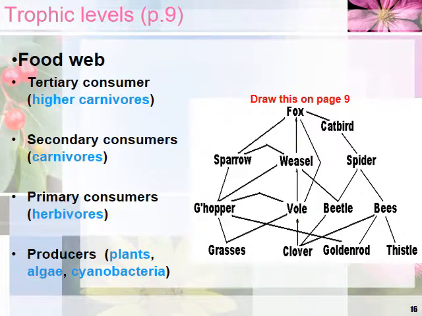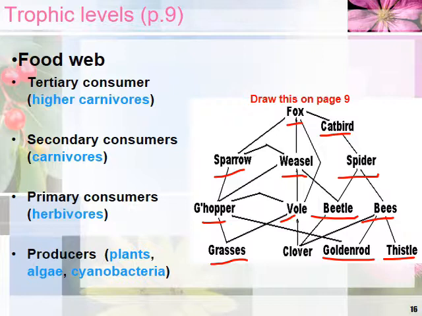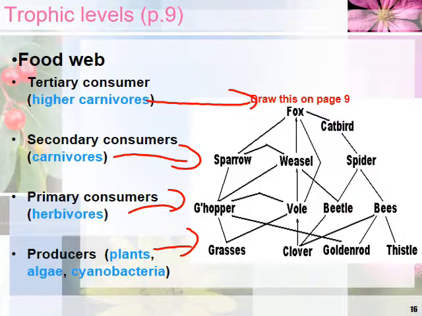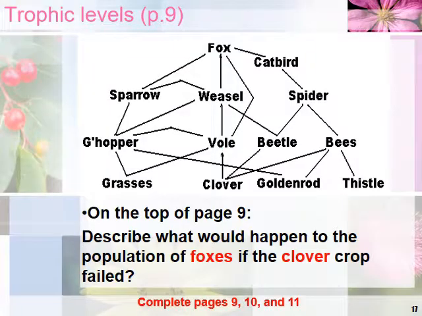So here would be an example. We took our clover to vole to weasel to fox example, and now we've added in other insects and animals and producers that would be nearby to create more of a complex food web. And we can kind of group them based on whether or not they are a producer, or a herbivore, or a carnivore, or a top carnivore, right? So, based on a food web, you should be able to determine what happens to the different species as we influence one species, what could it possibly do to other species in the food web.